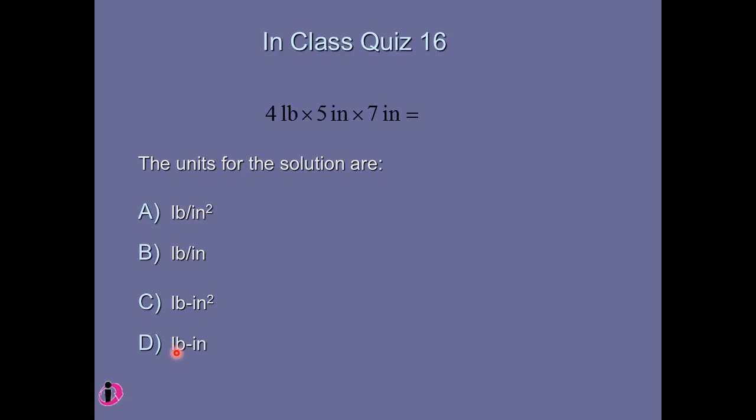Here, C, pound inch square, right? We know the numbers, right? I'm saying once you multiply, you'll know the number, but it's about the units. How about this one? Pound per inch, right? So the right answer is B.